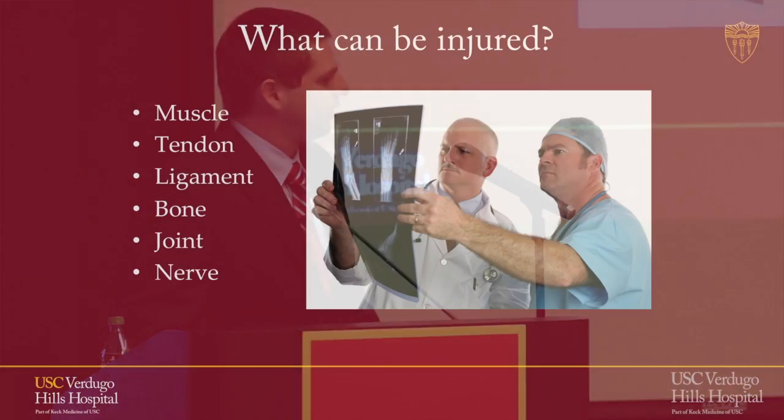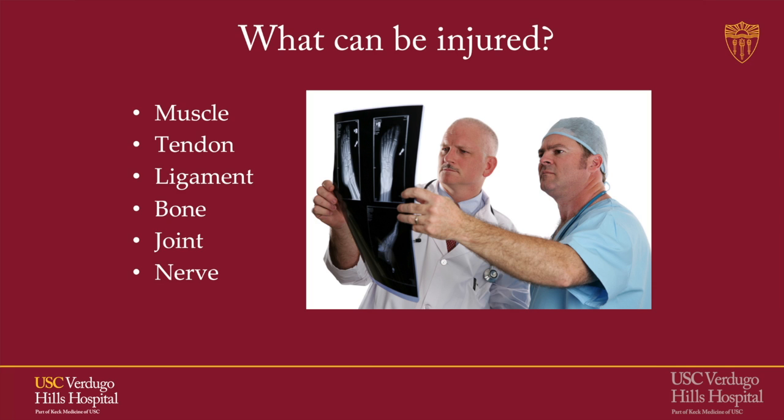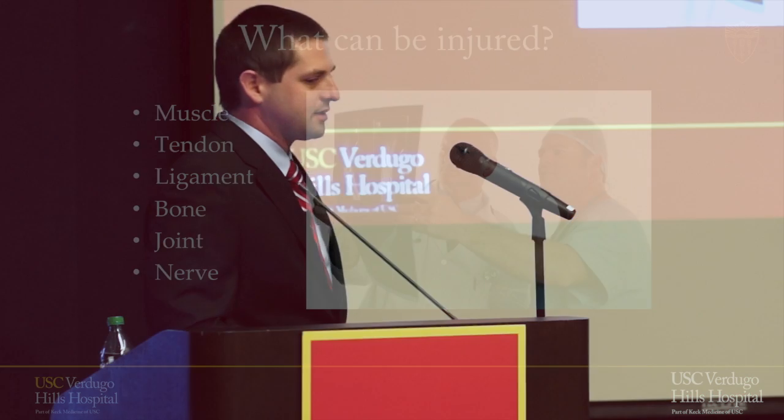So what can be injured? What can get hurt? Well, basically everything can get hurt. Things that are commonly injured: muscle, tendon, bone, ligament, joint, and my colleague will talk about nerve, including the brain, a little bit later.